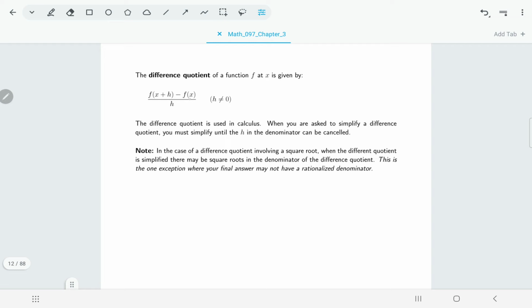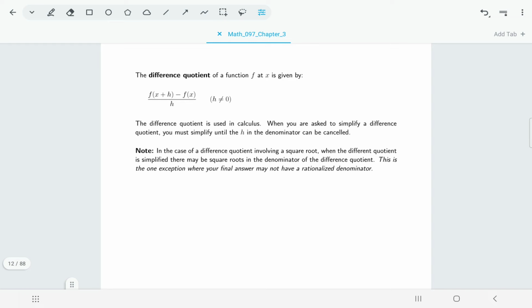and then simplifying it. And what we mean by simplify is to get it to such a point where the h that we have in the denominator originally gets canceled out. And once we can get to the point where that h is canceled, then you've simplified your difference quotient as much as possible. And for the examples we're going to see in this class, you will always be able to do something algebraic to get it to the point where the h in the denominator cancels.